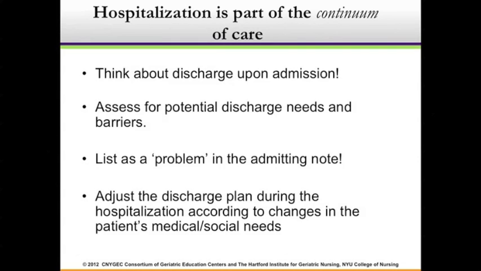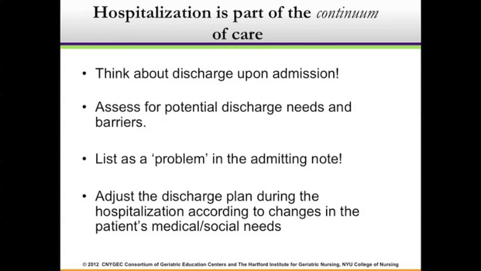So some of the keys here in thinking about hospitalization as a continuum are to really think upon it on admission. One thing I encourage the house staff and the fellows and med students in training to do is to add discharge planning to their problem list from day one. So when they're going through problem-based charting and addressing all of the patient's needs and concerns during the hospital stay, in addition, they need to anticipate discharge.